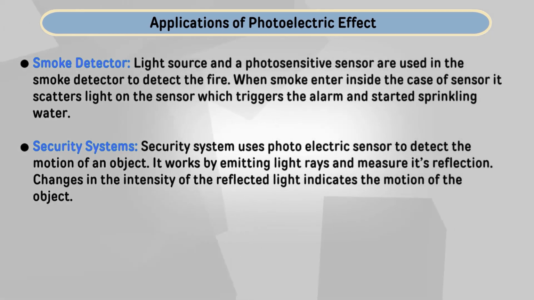The security system uses a photoelectric sensor to detect the motion of an object. It works by emitting light rays and measuring their reflection. Changes in the intensity of the reflected light indicate the motion of the object. So, this is one of the best applications of the photoelectric effect, that is in security systems.